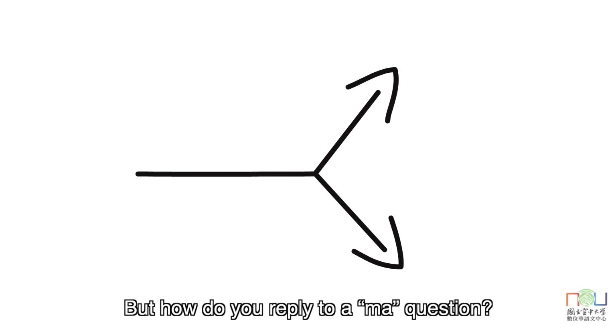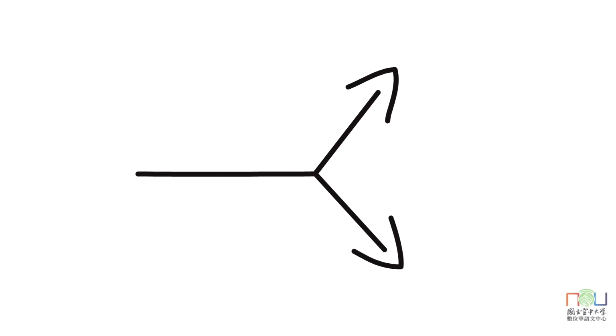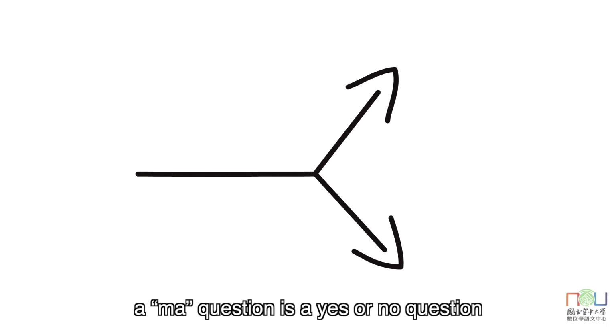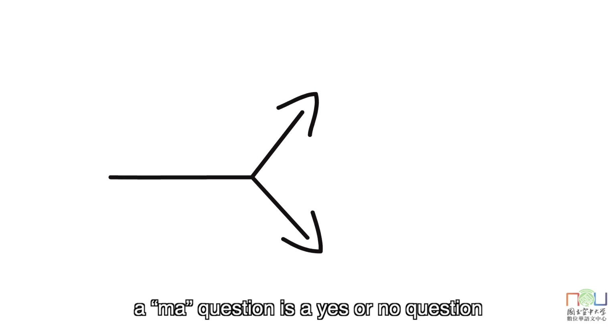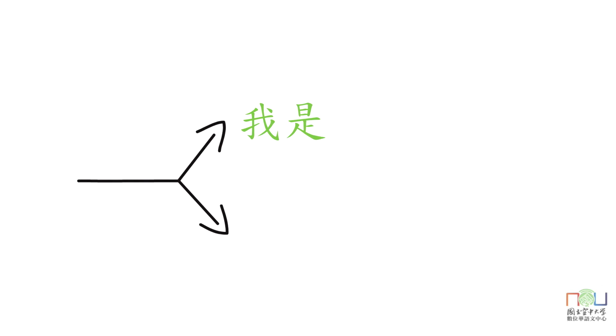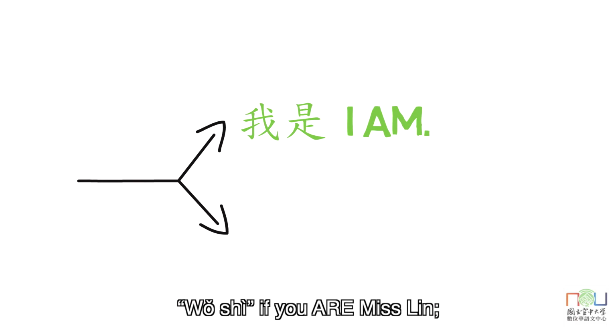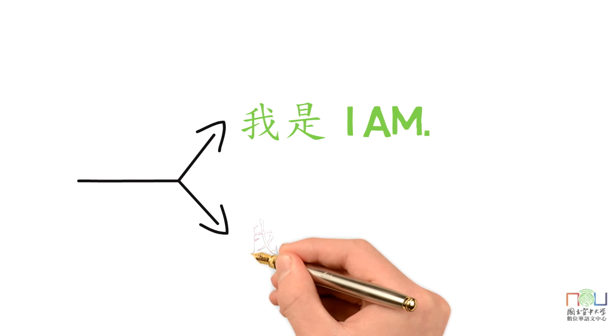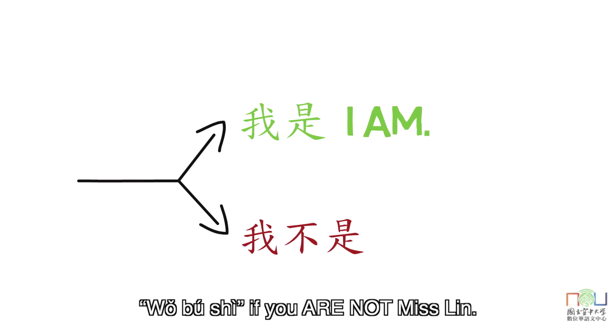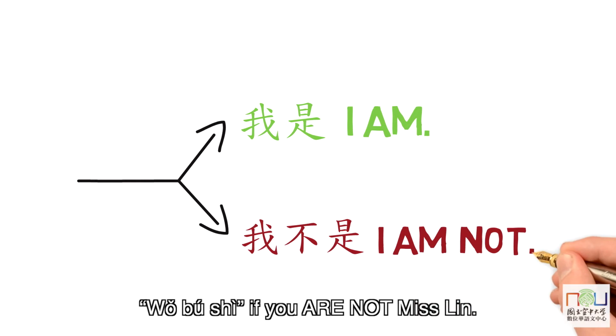But how do you reply to a 吗 question? As we mentioned, a 吗 question is a yes or no question using the speaker's verb. So you would respond 我是 if you are Miss Lin, and 我不是 if you are not Miss Lin.